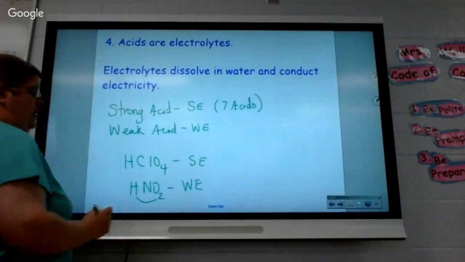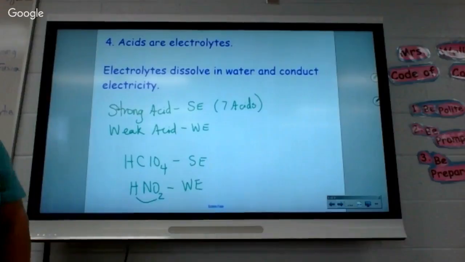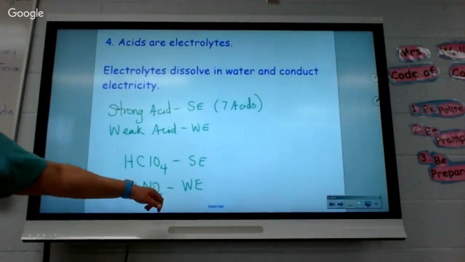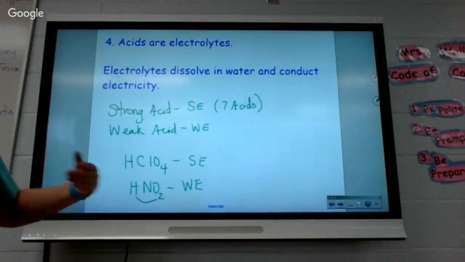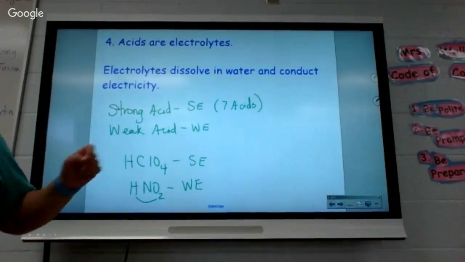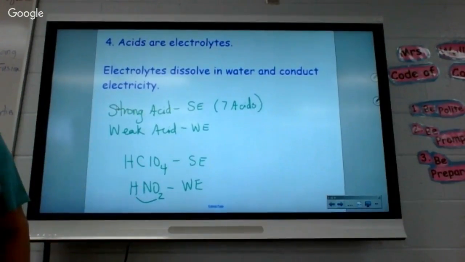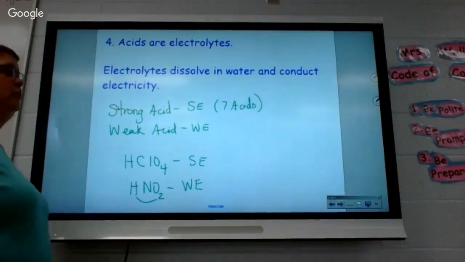Also, you can use your H and your O. When you subtract the H and the O, how many O's are there? 2 O's. How many H's? 2 minus 1 is 1. So it's got to be 2 or more in order for it to be strong. Okay?